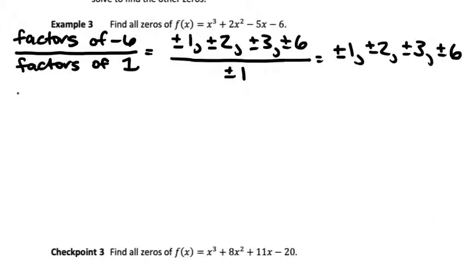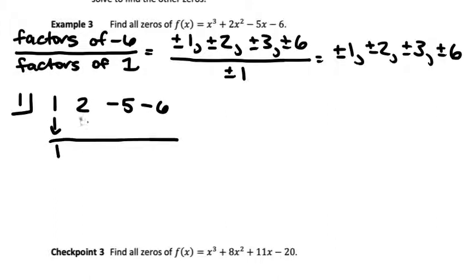Now what I need to do is just pick one of them. I'm going to start by picking +1 and do synthetic division using the coefficients of my polynomial here. So this is going to be 1, 2, -5, and -6. And then I need to see what the remainder is. So I'm looking for a remainder of 0. So I'm going to run through this. And I get a remainder of -8. So that's not 0, so that means it doesn't work. So 1 is not a 0 of the function.